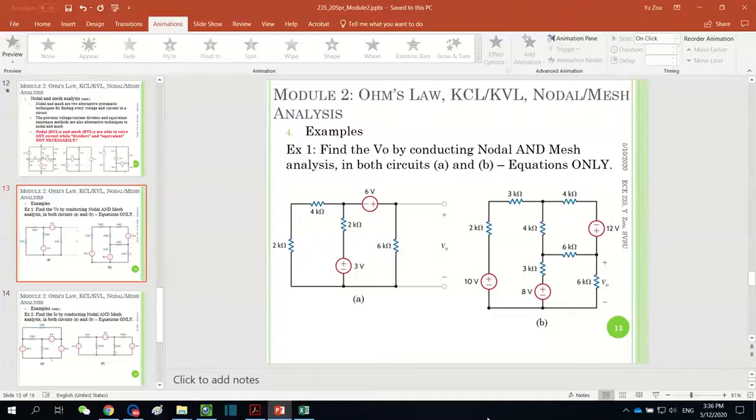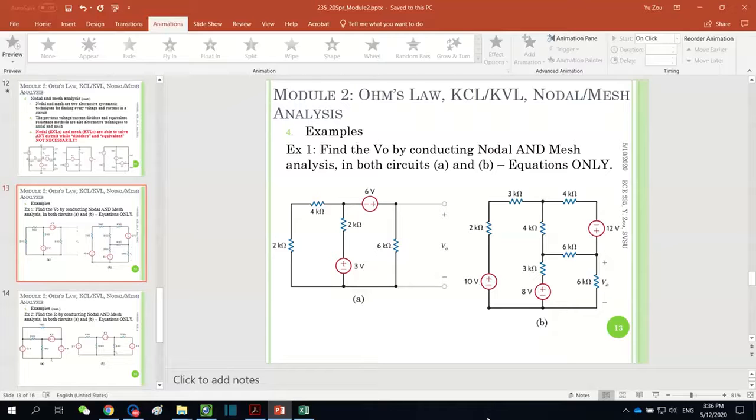Alright, with all of those instructed theorems for nodal and mesh analysis, let's really practice them in several examples. So, 4 examples. Example 1: find V0 by conducting nodal and mesh analysis in both circuit A and B. Obviously, we have 2 circuits, and for each one of them, we're going to apply nodal ones and then mesh ones as exercise. And in the exam, we just need to apply either one.